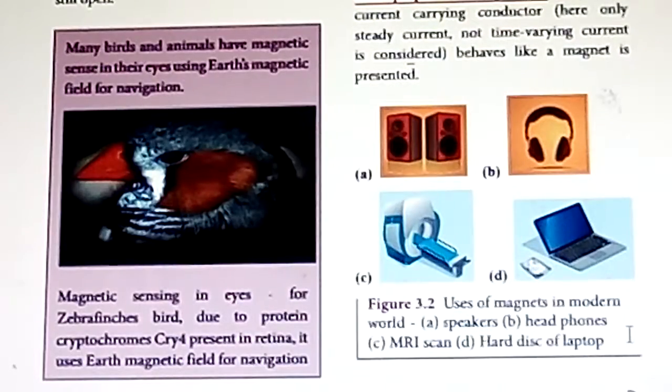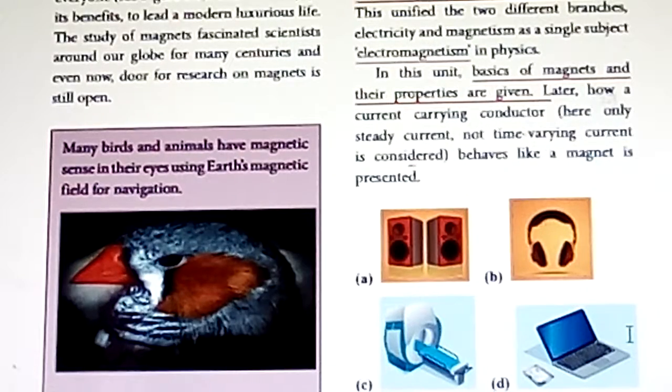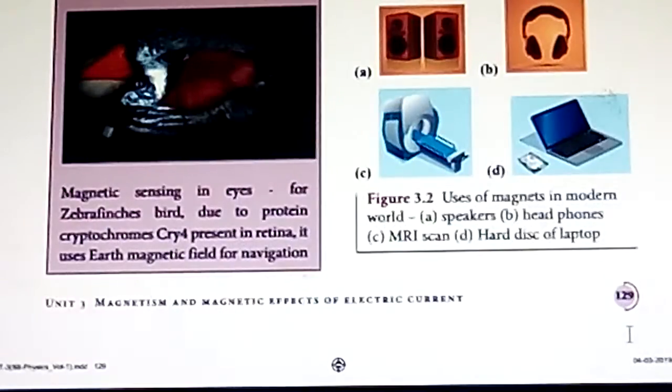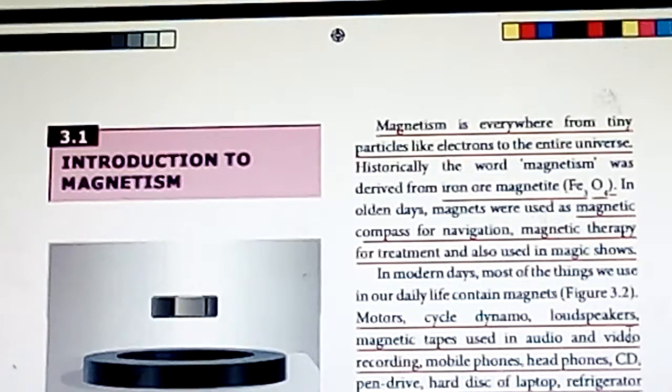And in addition to that, birds and animals also have this magnetic sense, in their eyes, which use the magnetic field for navigation. So in the case of a bird, the magnetic sensing in the eyes, because of the presence of a protein in the retina, it uses its sense of the magnetic field for its navigation. So here we study the introduction of magnetism.